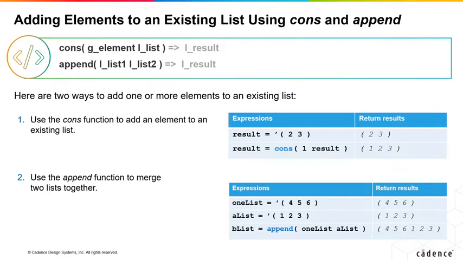The next case here is to use the append function, and append will actually merge two lists together. In the example here, we have two lists defined. The first is called one list with the values 4, 5, and 6. The second is called a list with the values 1, 2, and 3. Then we call the append function, and it takes the lists in the order we specify and merges them together. So one list goes first, that's the values 4, 5, 6, and a list goes second. The net result is a merged list containing the values 4, 5, 6, followed by the values 1, 2, 3. And that is assigned to the new list called B list.